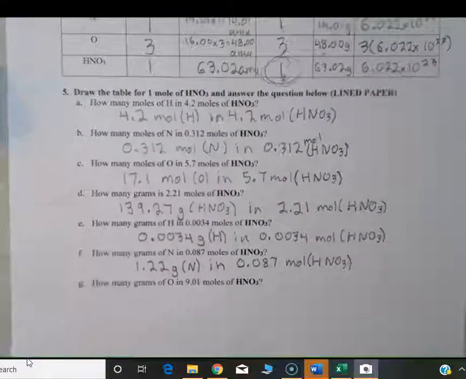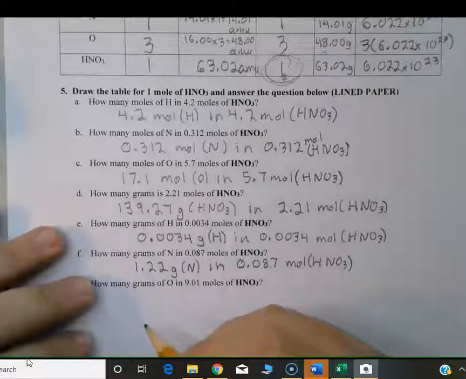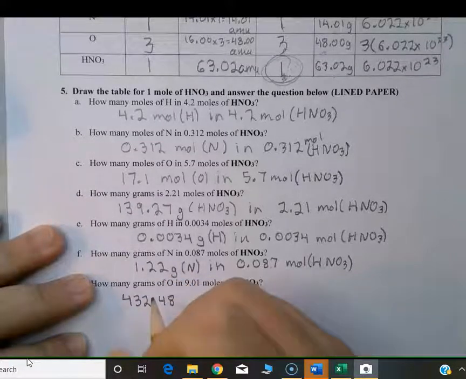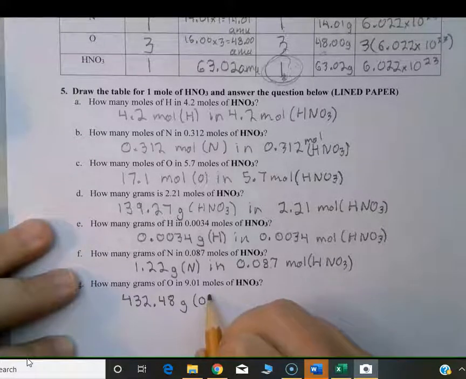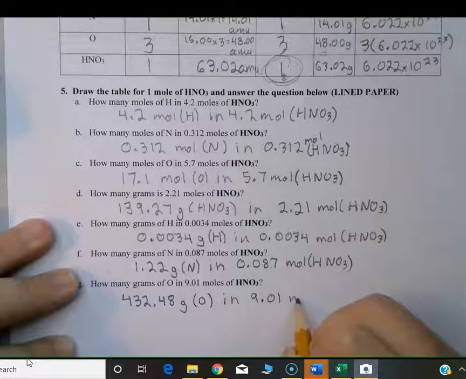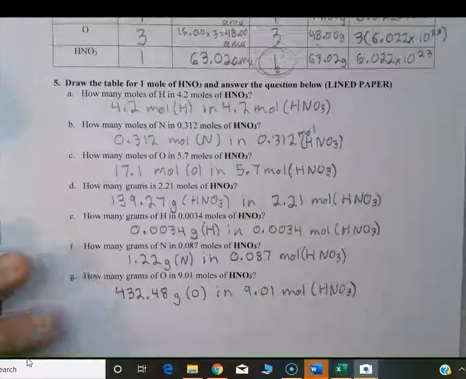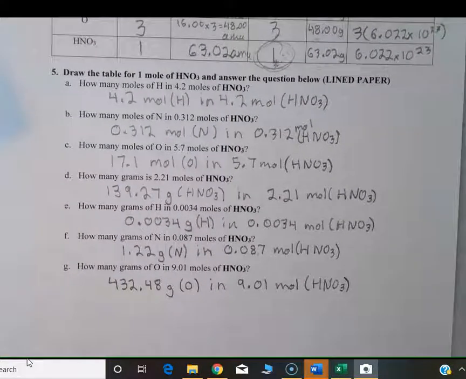All right, so we're going to do that on our calculator, and we got 9.01 times 48, and that's 432.48. So 432.48 grams of oxygen in 9.01 moles of HNO3. All right, and that takes care of that. We're going to practice these constantly, and this is really going to be important in chemistry.